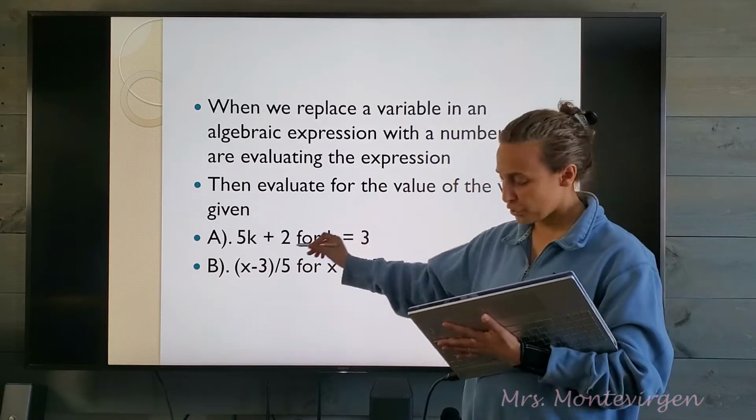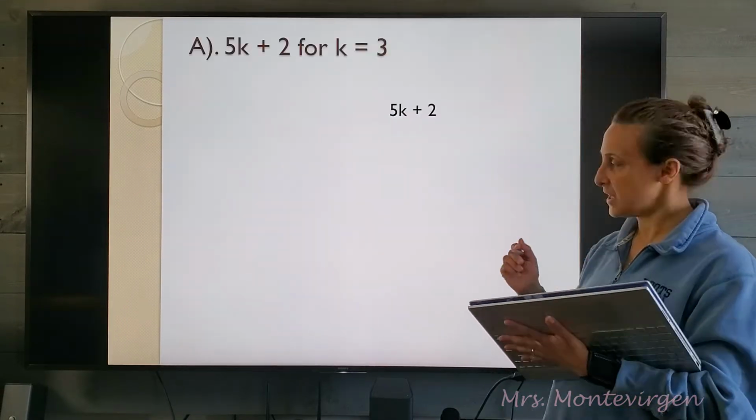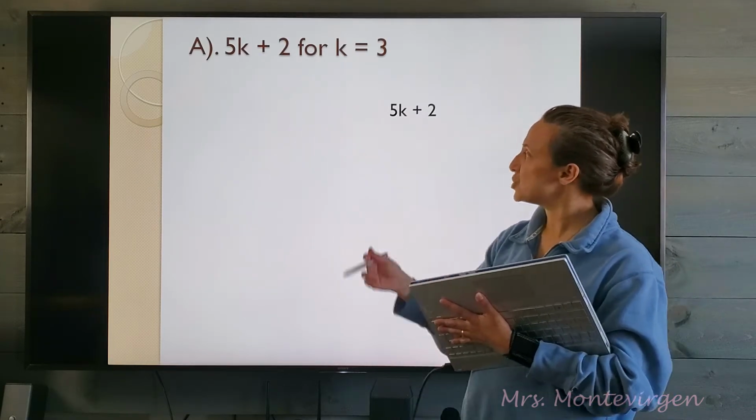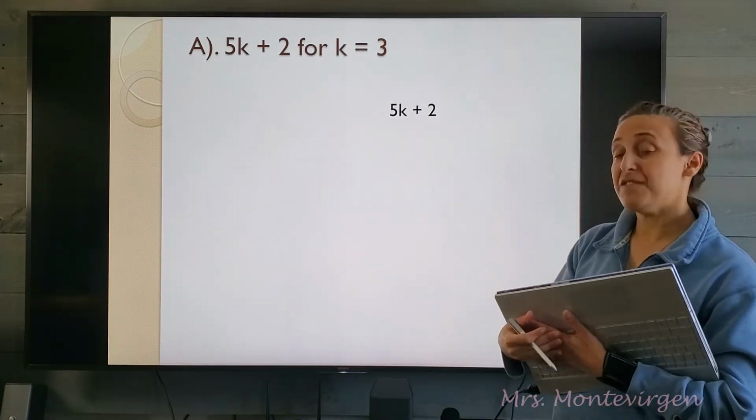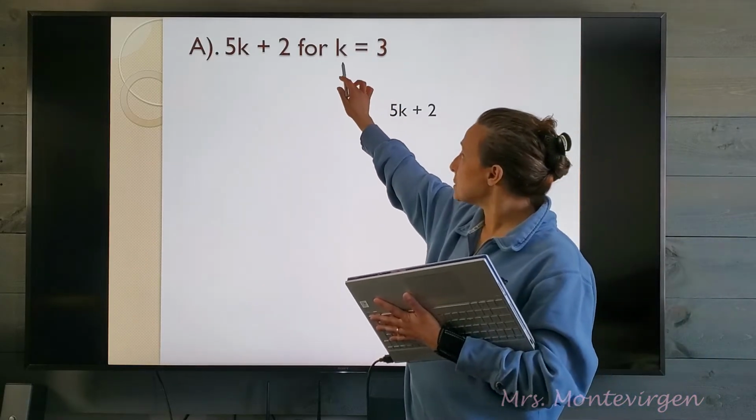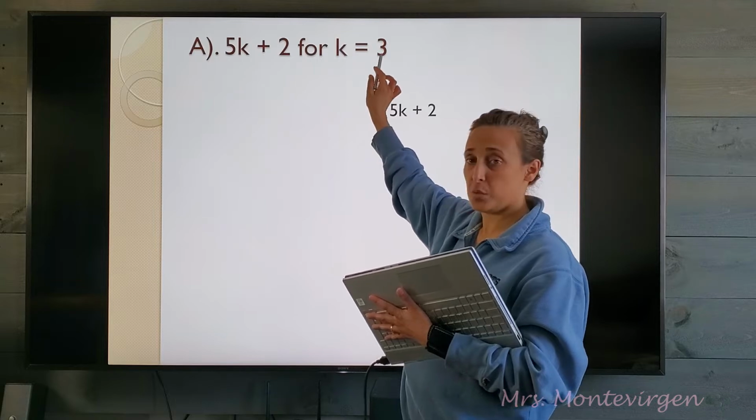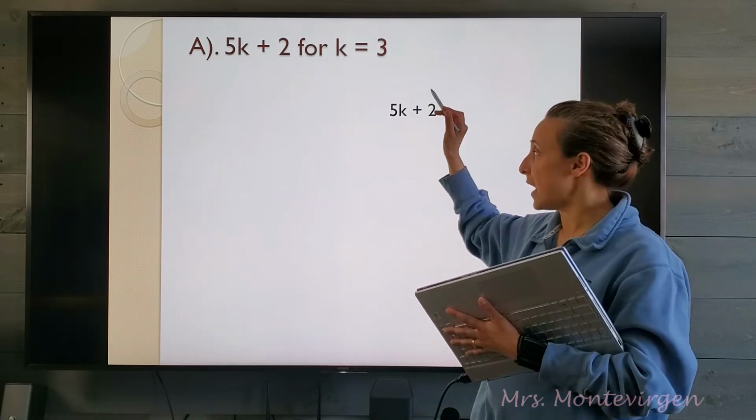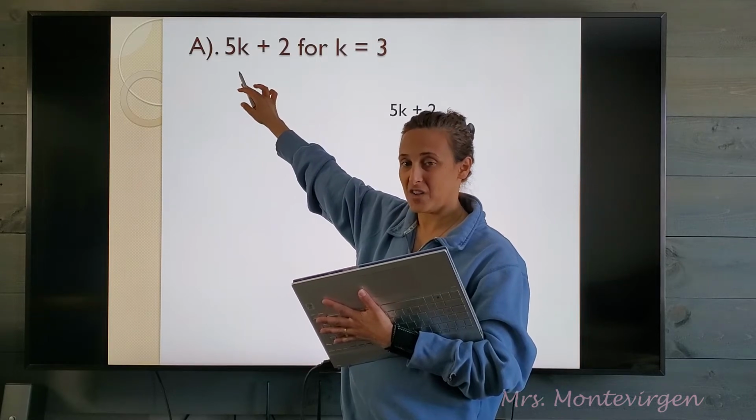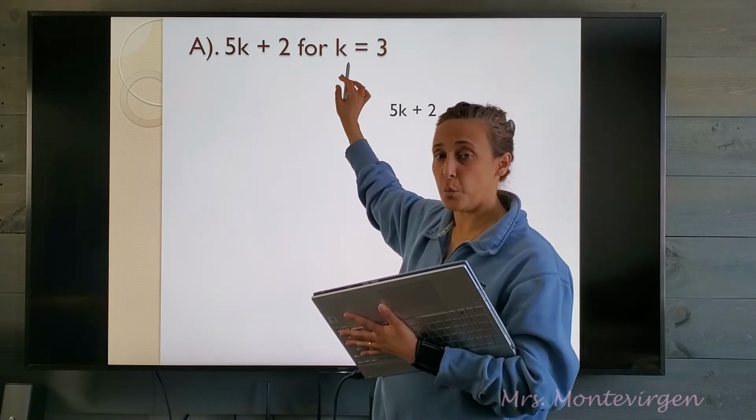So let's get started with the first example here, and I have it here. So I have here 5k plus 2. So they're going to ask us to evaluate that algebraic expression. Now the really important thing here to pay attention to is k equals 3. And how you do that, what it means, is that wherever I see k in my algebraic expression, I'm going to replace it with 3.